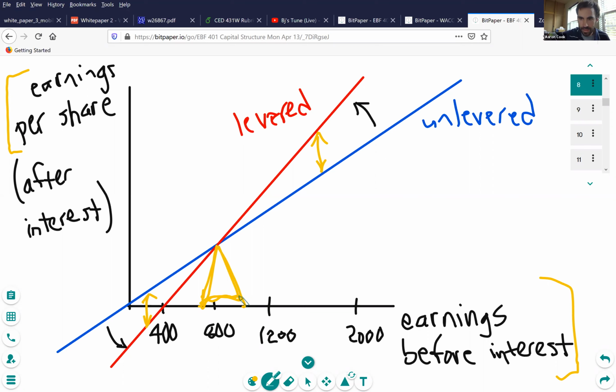So that's kind of a diagram just to help illustrate this point of the trade-off between risk and return that's involved when you're taking on extra debt.